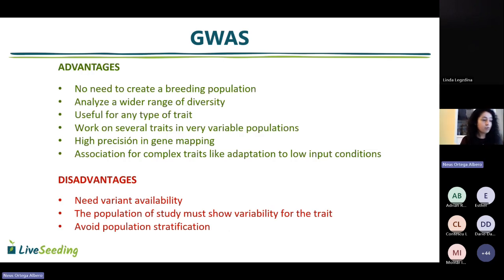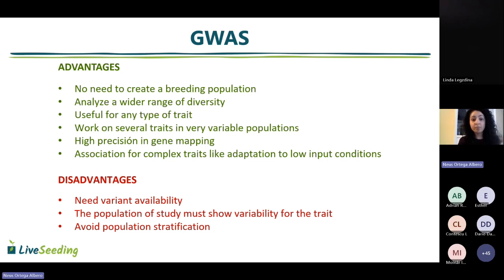This approach presents some advantages. It is not necessary to invest time and resources to create a breeding population, because we can exploit the natural variability in, for example, a collection of landraces. Also, it allows us to analyze a wider range of diversity, because it is based on recombination events in a population that can be carried out during centuries. It is useful for any trait we can imagine. We can work on several traits at the same time if the population is variable for the traits we want to analyze.